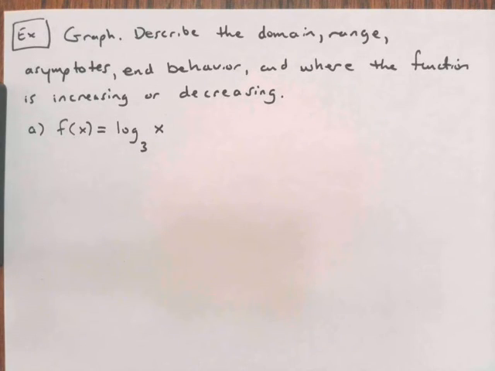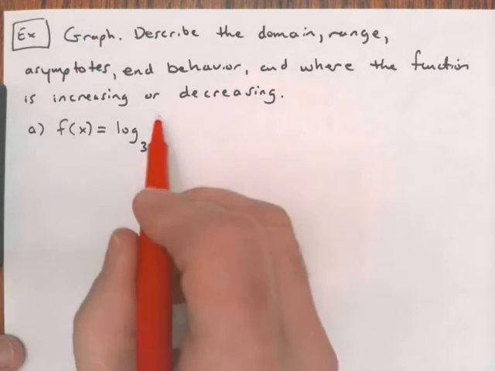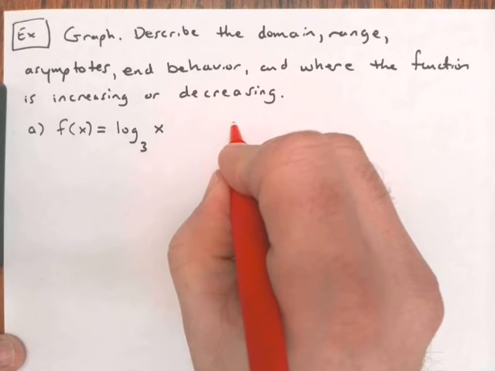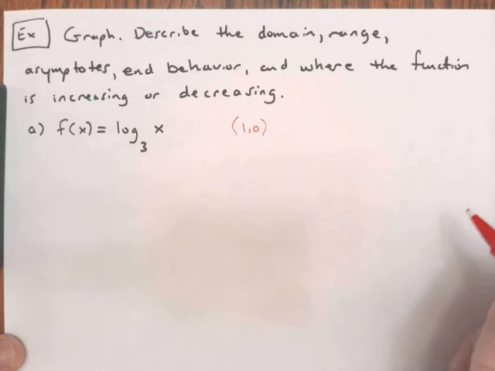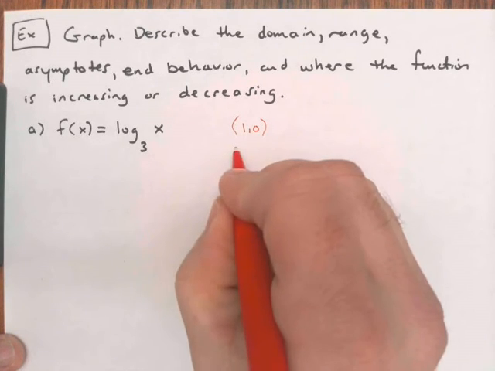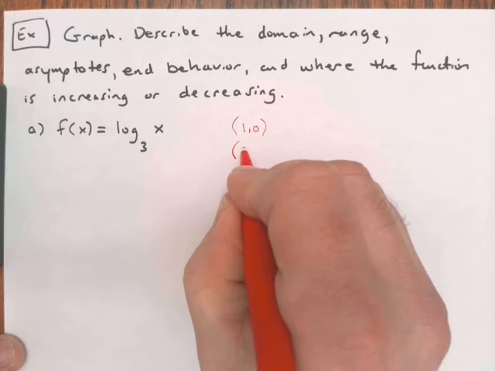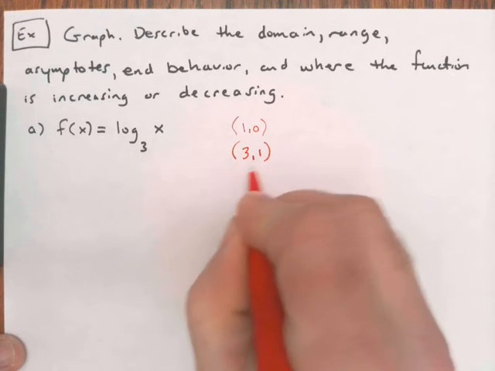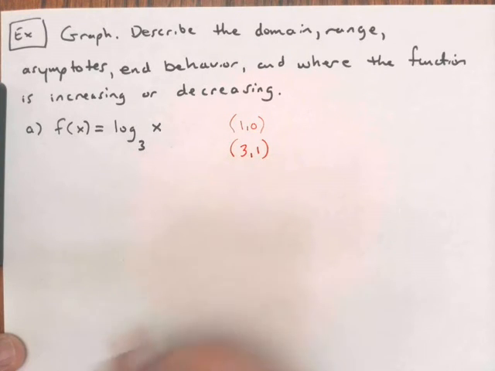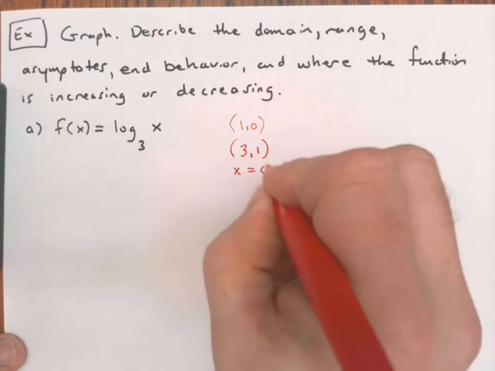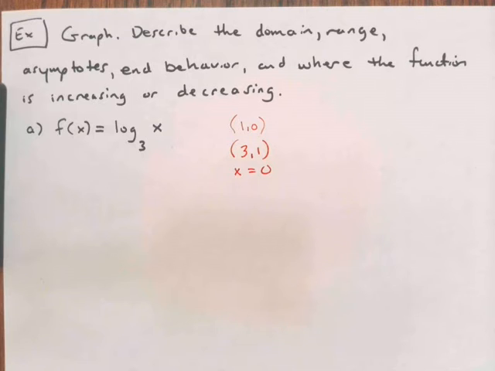For all parent functions, our graph will go through the point (1, 0). We have an x-intercept at 1. Our graph will also go through the point (base, 1). So this particular problem is going to go through the point (3, 1) because the base of our log is 3, and it also has a vertical asymptote right on the y-axis, which has the equation x is equal to 0.